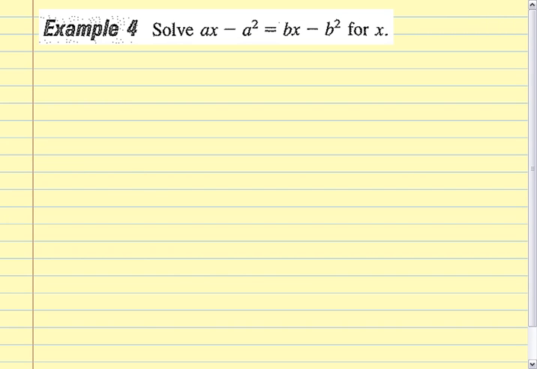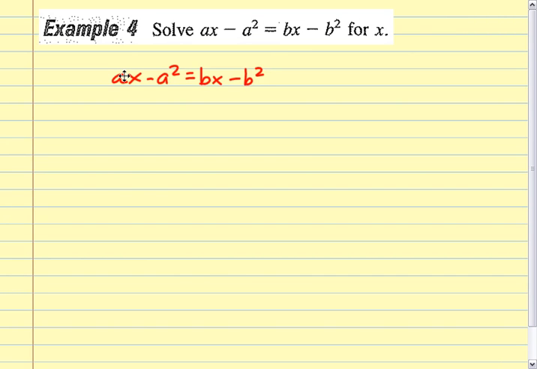They're not asking us to simplify it, right? They're not saying, hey, reduce this fraction. They're saying, here's an equation. Solve for x. Okay, ax minus a squared is equal to bx minus b squared. What's the first thing I'm going to want to do if I want to solve for x?